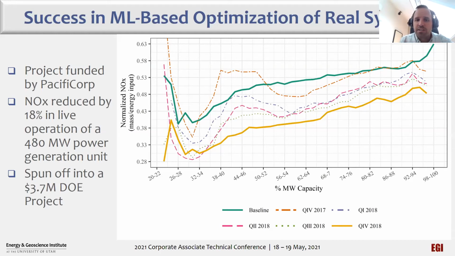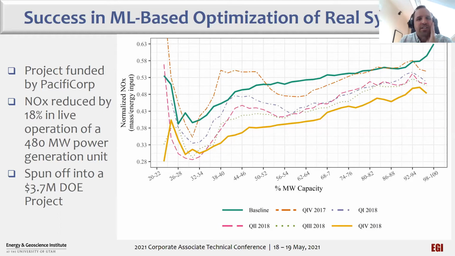And here in the graph, you can see normalized NOx input plotted against the percent of their total capacity. And you can see quarter after quarter, as those machine learning models get more data and understand the process better, we're able to drop NOx pretty consistently quarter after quarter. So we were able to spin this project off into a $3.7 million project with DOE, again, teaming with PacifiCorp.